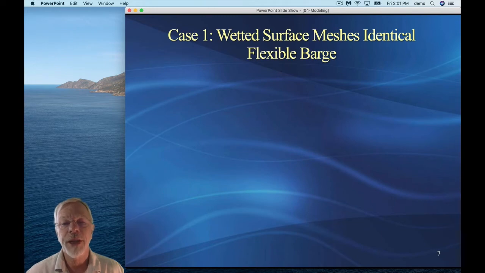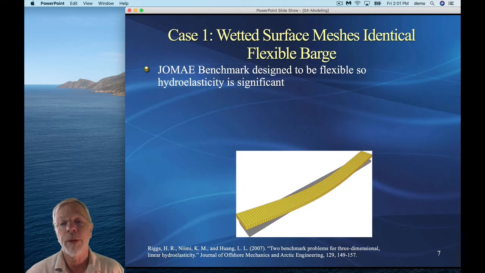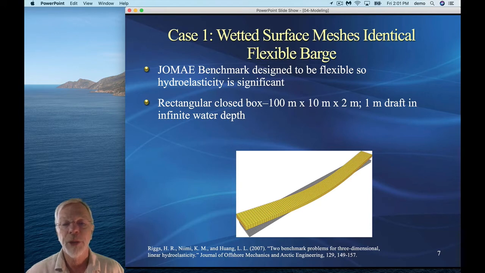So let's look at case one, which is where the wetted surface meshes are identical. Some students and I published two benchmark problems in the Journal of Offshore Mechanics and Arctic Engineering. And the first one was this barge shown down here, a rectangular barge, and it was designed to be flexible so hydroelasticity is significant. It's really just a closed rectangular box, 100 meters long, 10 meters wide, and 2 meters deep, with a 1 meter draft and infinite water.